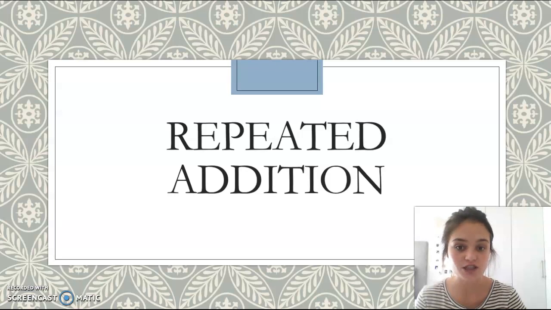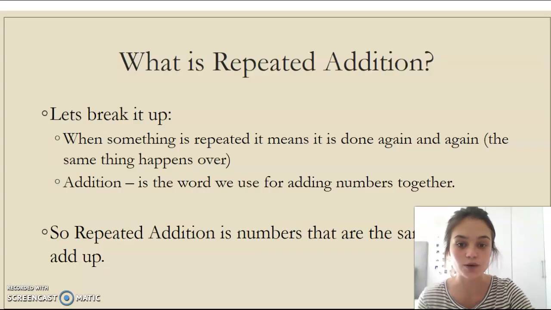This week for our additional concept, we are doing repeated addition. Now it's quite a big word, but it's actually quite simple. So let's break it down and see what repeated addition is all about.